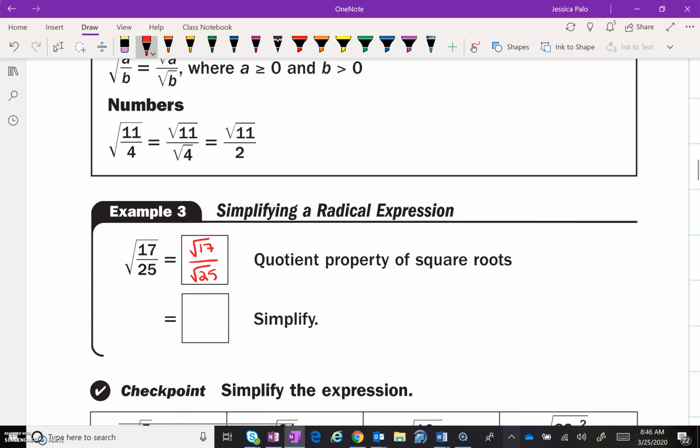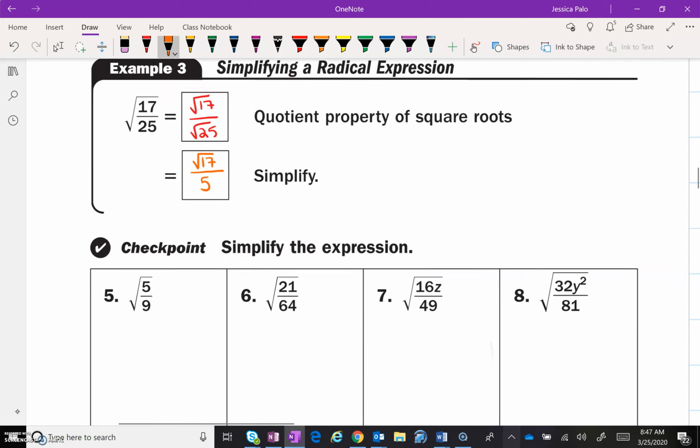Because radical 17 is a prime number, we don't have to do any prime factorization or perfect square or greatest common factor, or anything like that, because radical 17 is going to stay radical 17. But if it was factorable, you would use prime factorization to factor it, and I'll show you another example of that. Now the denominator, radical 25, is a perfect square. So the square root of 25 is 5. So your final answer in simplest form is radical 17 over 5.